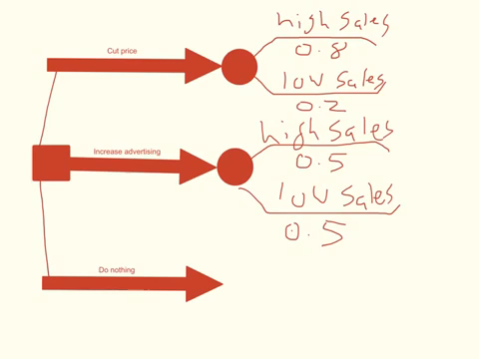So we have 80% chance of high sales, which is therefore 20% of low. We've got 50% of high sales, which has obviously then got to be 50% low sales, because these two should always add up to 1.